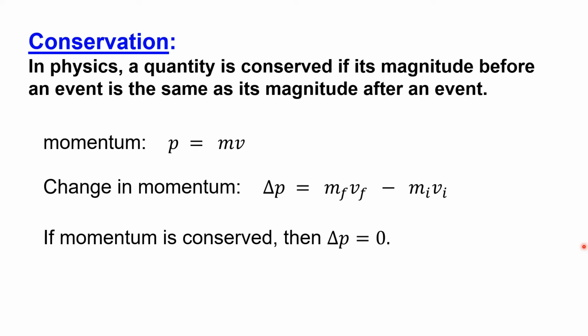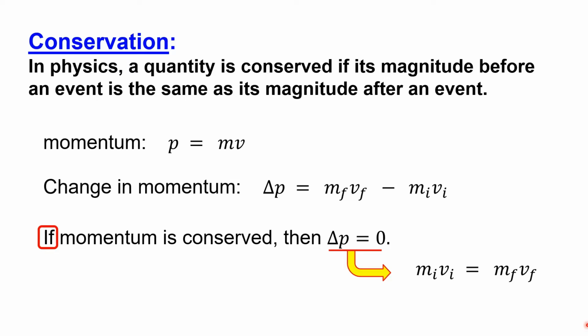If momentum is conserved, then the change in momentum has to be zero. Well, really, all that's saying is that the initial momentum is equal to the final momentum. So if our initial is before an event and our final is after an event, then we've satisfied the definition of conservation. Notice that I said if momentum is conserved.